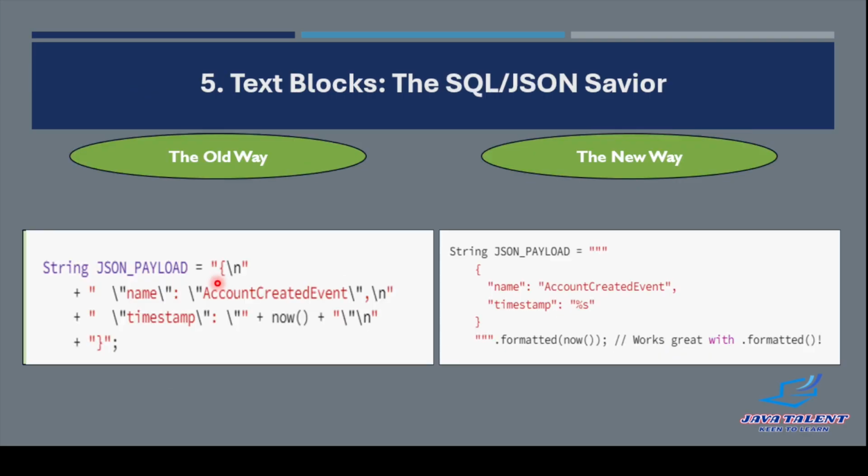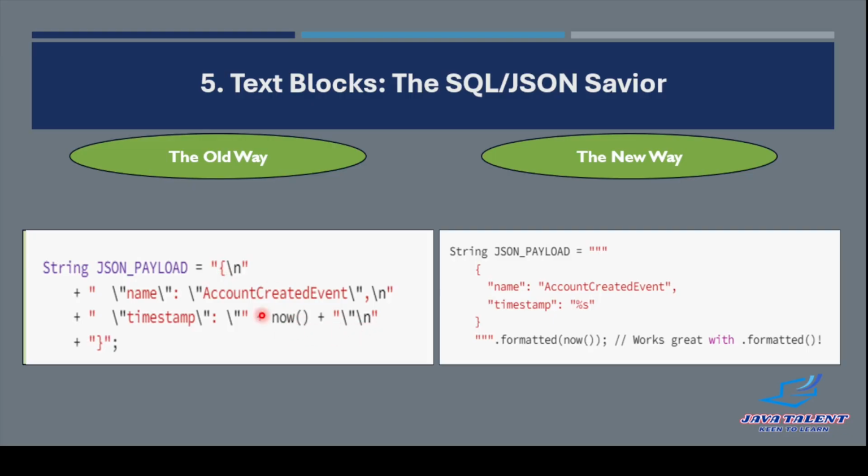So okay. Next is text blocks. Basically, the SQL and JSON savior it is. The old way: if your Java code deals with multiple lines of strings, such as SQL queries, JSON payloads, and HTML snippets in your code, or complex files, you probably had ugly concatenated strings with manually inserted \n.